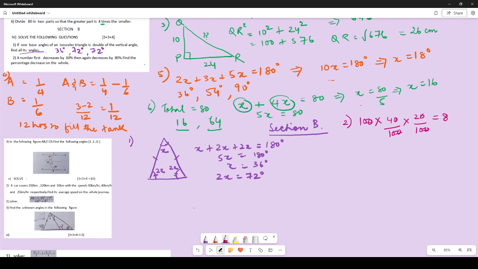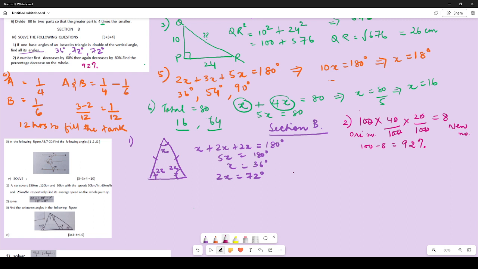This was the old number. 100 is the original number and this is the new number. So how much has it decreased by? 100 minus 8 is 92, it has decreased by 92%. So you have to write 92%. So the total decrease is 92%.